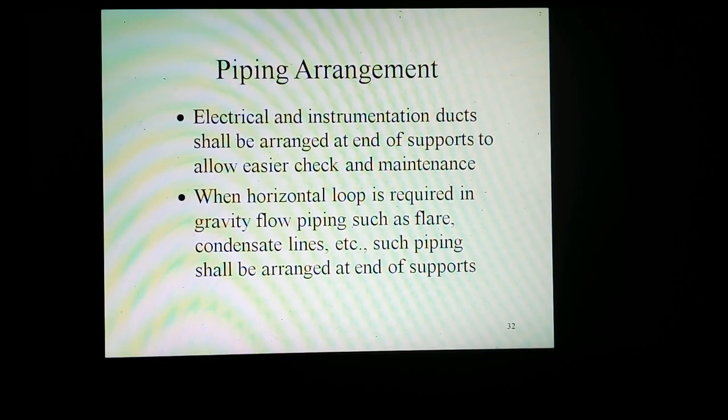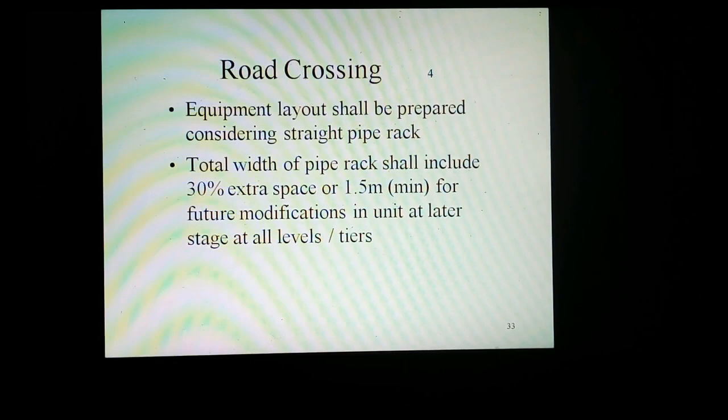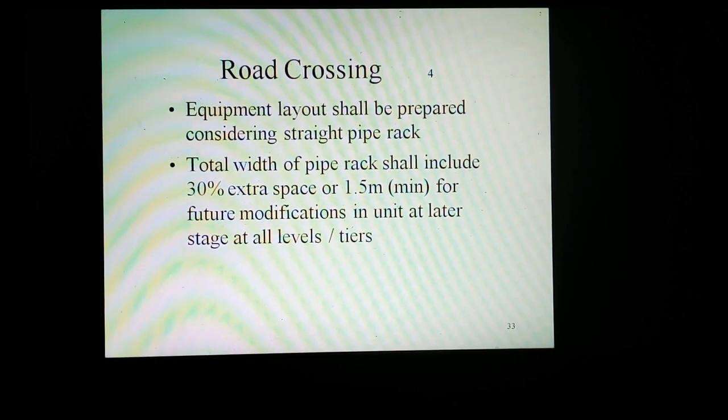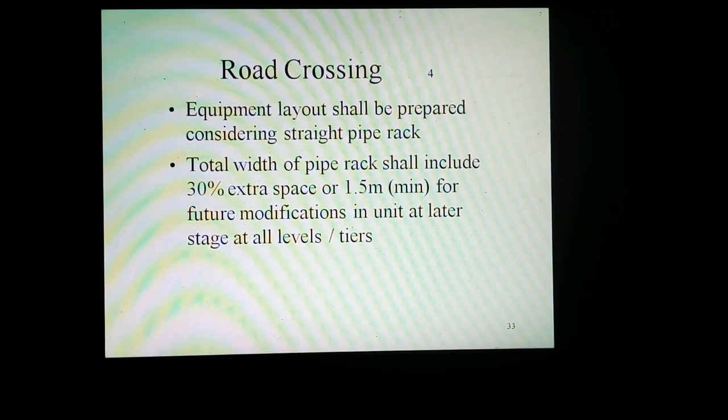Electrical and instrumentation ducts shall be arranged at end of supports to allow easier check and maintenance. When a horizontal loop is required in gravity flow piping such as flare, condensate lines, etc., such piping shall be arranged at end of supports. Road crossing. In general, equipment layout shall be prepared considering straight pipe rack. However, other shapes like LTU, HV, etc. can also be considered based on area available.